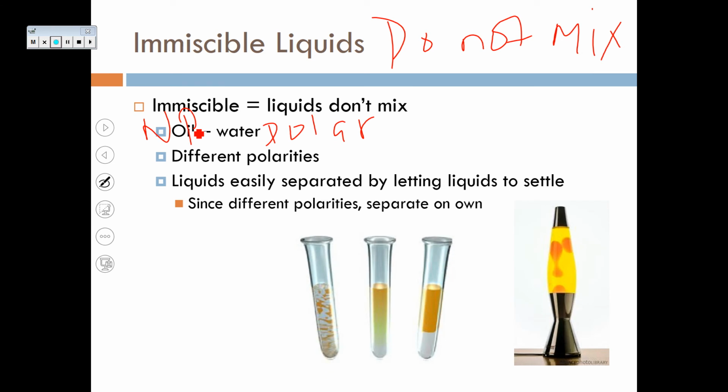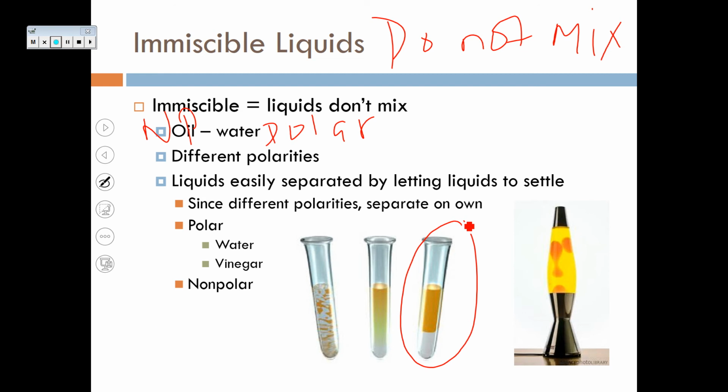For example, think about a lava lamp. It has a mixture of water and some sort of oil in it. If you let it settle for long enough, the mixture will separate on its own. Polar liquids include things such as water and vinegar. Nonpolar liquids include things such as oil and gasoline.